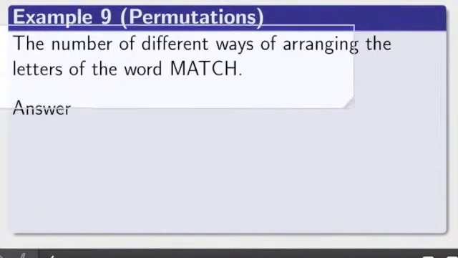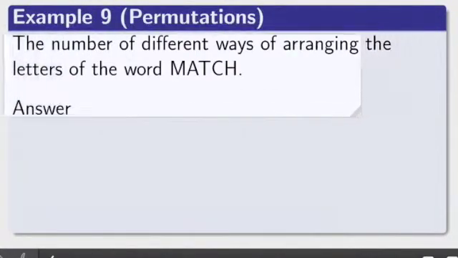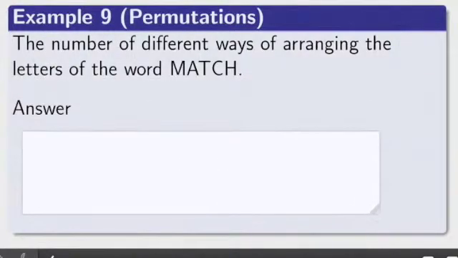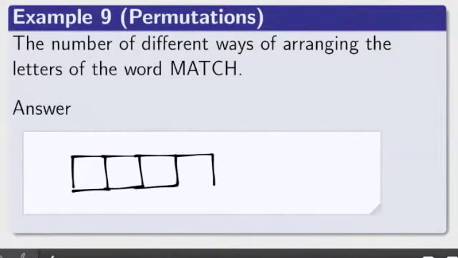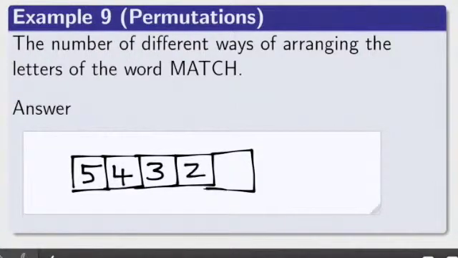Let's look at example 9. The number of ways of arranging the letters of the word match. So in this example, we're looking at arranging all the 5 letters. Hence, we need to draw 5 boxes. And for the number of choices for the first box, we have 5 letters, so we have 5 choices for the first box. After we've chosen one letter, we only have 4 choices for the following box, and then 3 choices for the one after that, 2 choices for the one after that, and 1 choice for the last box.